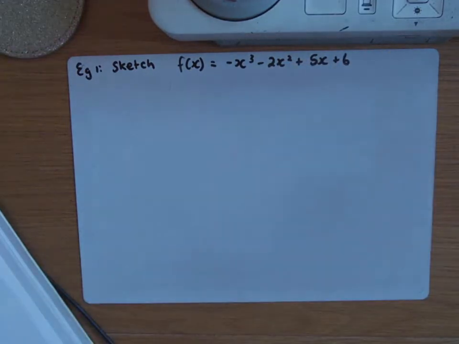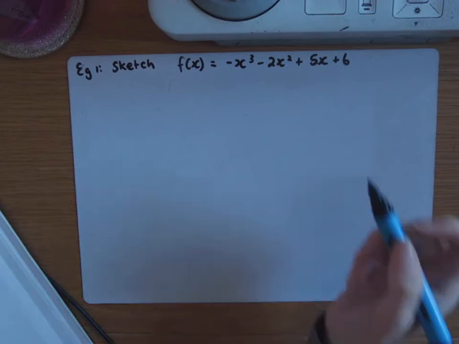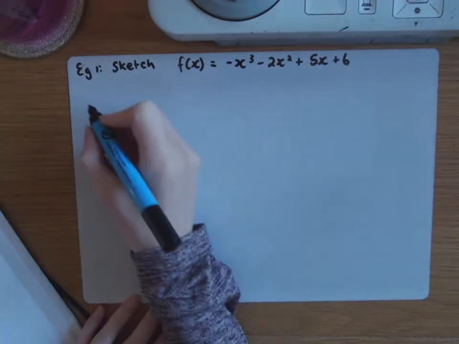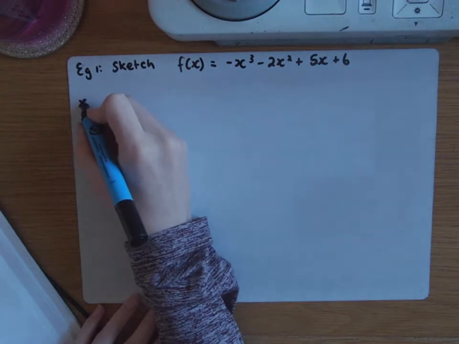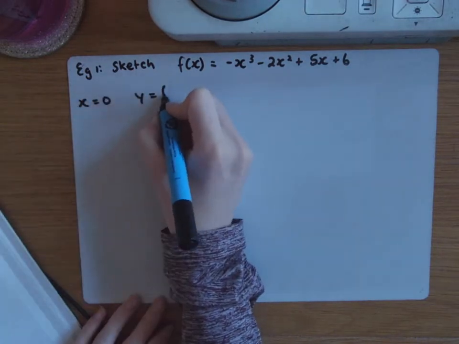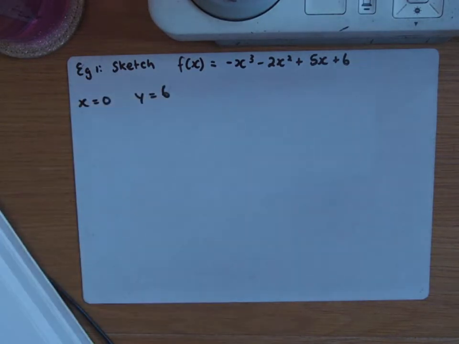So sketch f of x equals... so we can find the y-intercept really easily. It's just the number on its own. Okay, so when x is 0, y is 6.